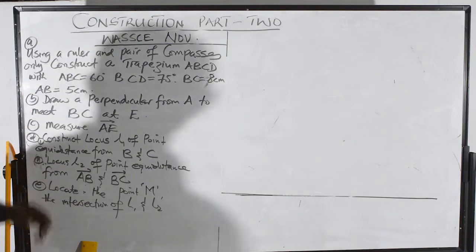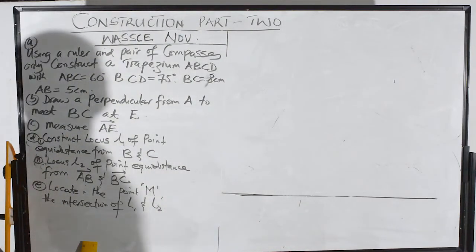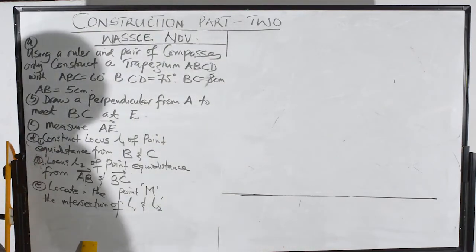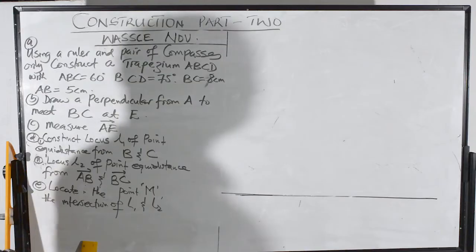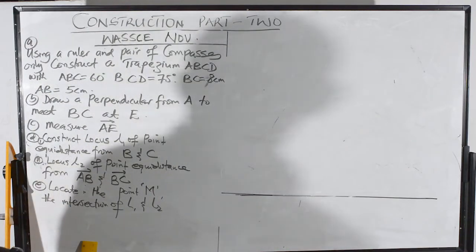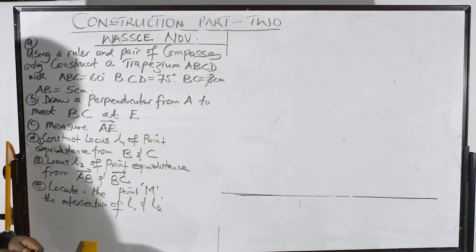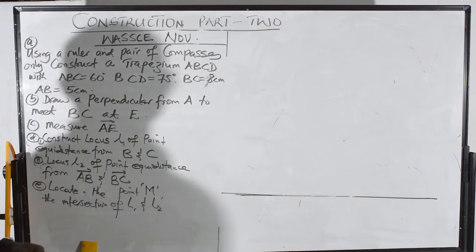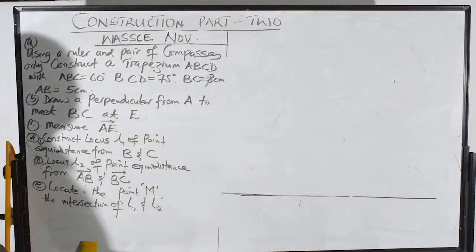Now this question says, using a ruler and pair of compasses only, construct a trapezium ABCD with angle ABC 60 degrees and angle BCD, that's the angle, is 75 degrees, and BC is 8 centimeters, AB is 5 centimeters. Then draw a perpendicular from A to meet BC at E. Then measure AE.